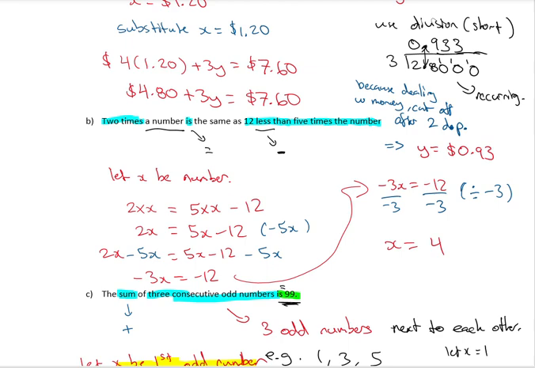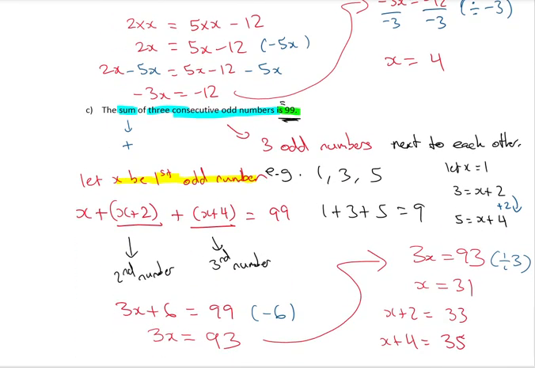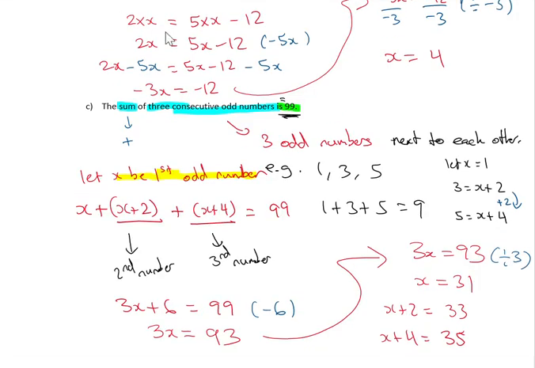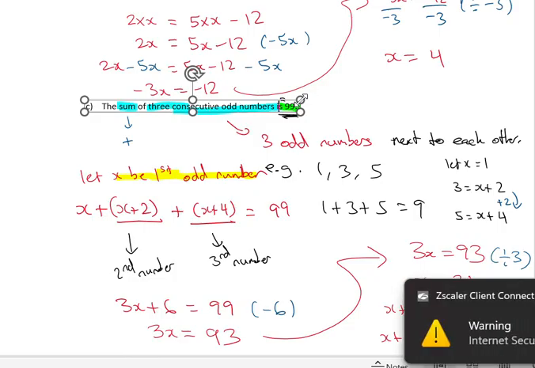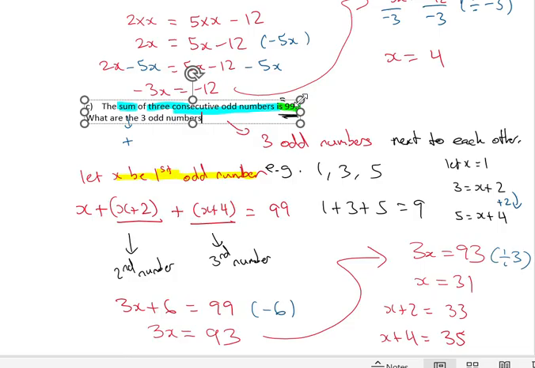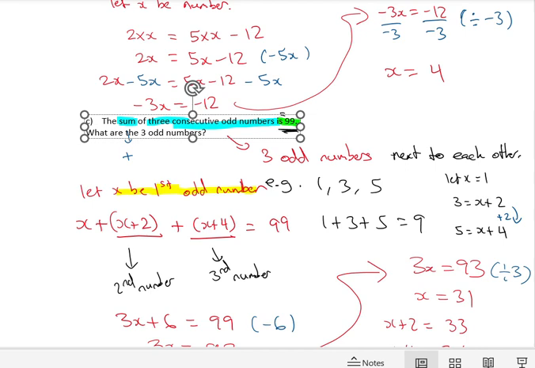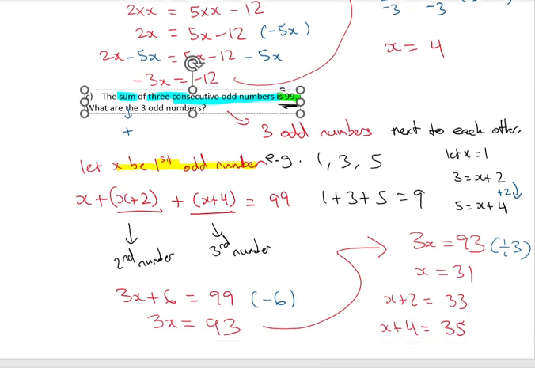So I actually got to fix the wording on this one. The sum of three consecutive odd numbers is 99. What are the three odd numbers? That's what I found. My three odd numbers are 31, 33, and 35.